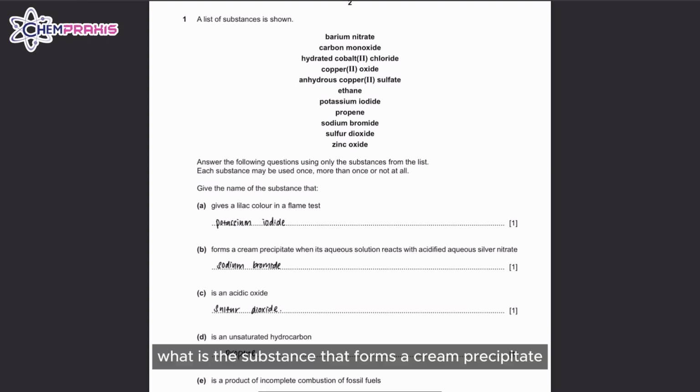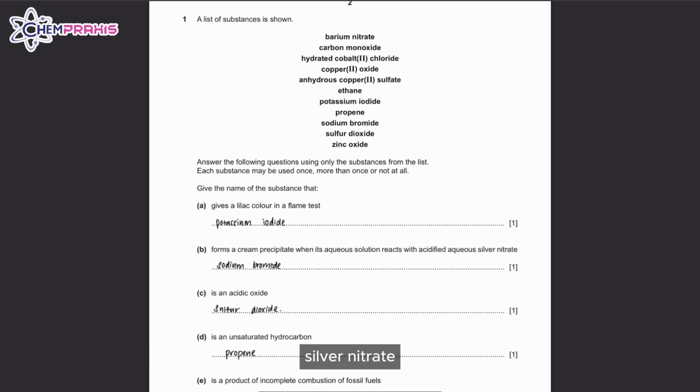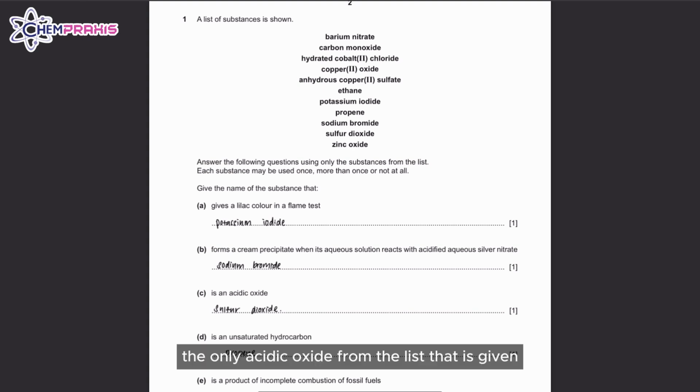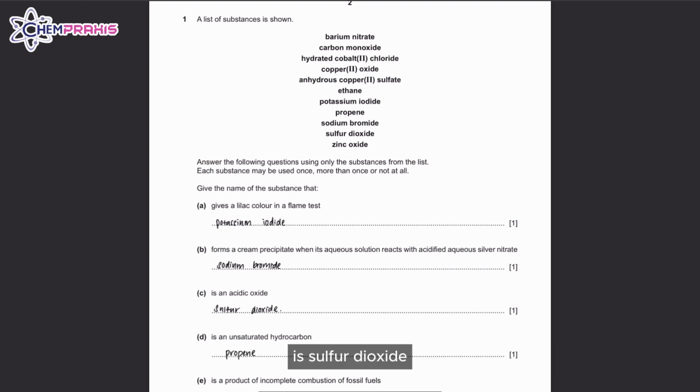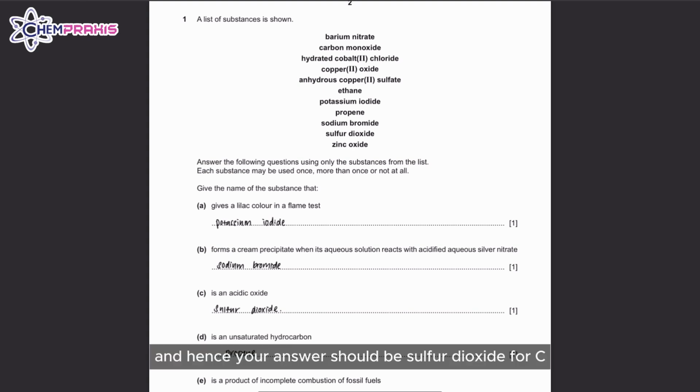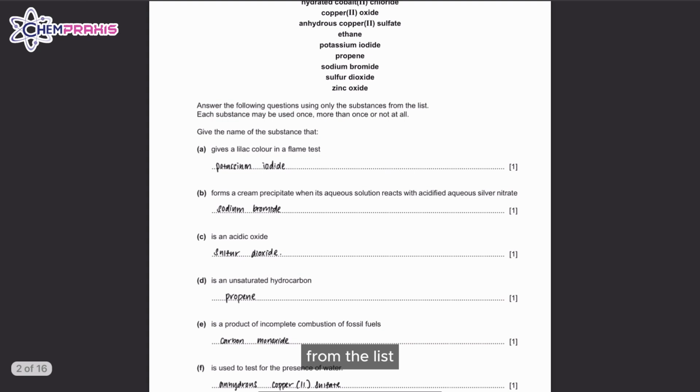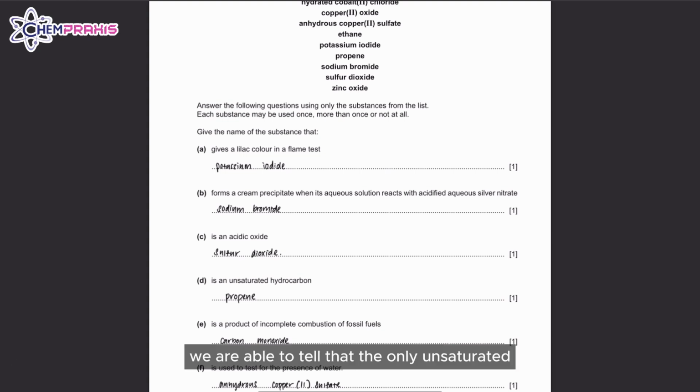Next, what is the substance that forms a cream precipitate when its aqueous solution reacts with acidified aqueous silver nitrate? That would be sodium bromide. The only acidic oxide from the list that is given is sulfur dioxide, and hence your answer should be sulfur dioxide for C. From the list, we are able to tell that the only unsaturated hydrocarbon is propene.